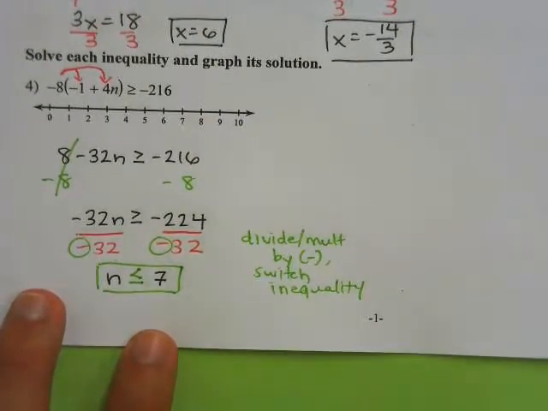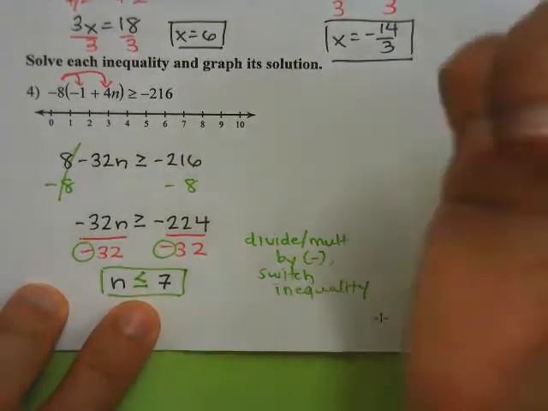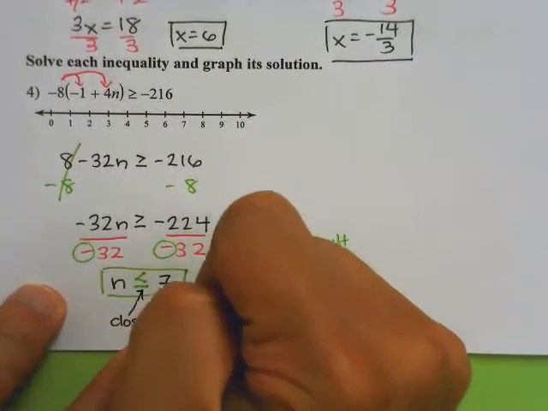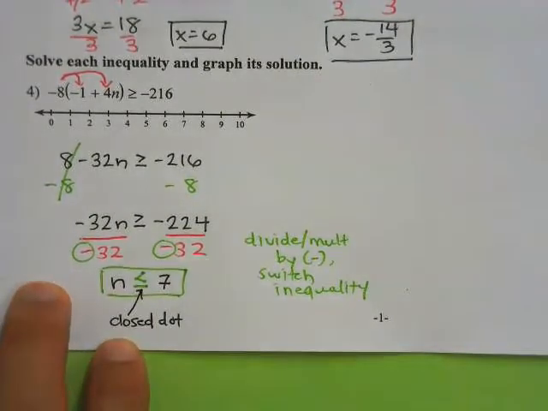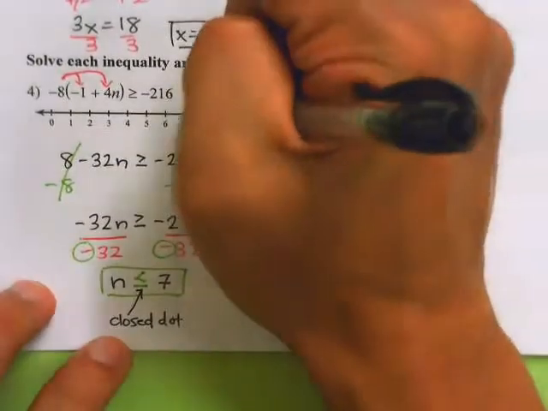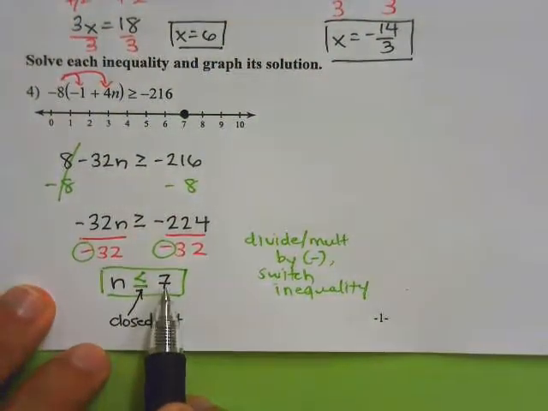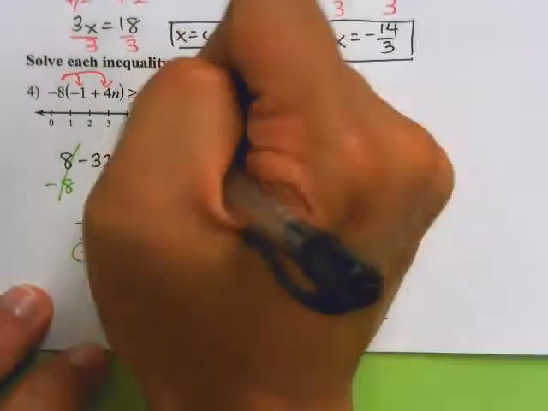Let's go ahead and graph it on the number line. Because there's an equal to sign, it's going to be a closed dot. Okay, so closed dot. Otherwise, if you don't see an equal sign, it is going to be open. So let's close it on the 7. And then we want numbers that are less than 7. So the numbers that are less than 7 are 6, 5, 4, 3, 2, 1, etc.